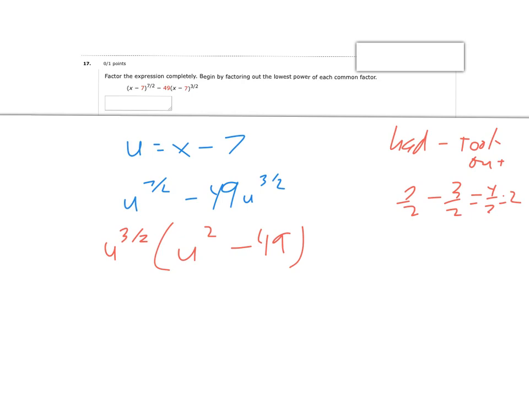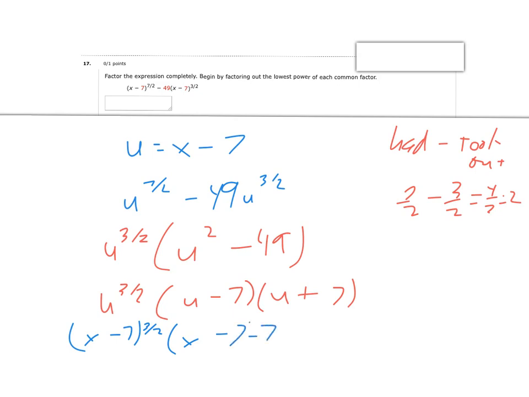Now I'm actually not done factoring here, because inside I can do a difference of perfect squares, so I definitely want to do that. That'll be u minus 7 times u plus 7. Now I'm going to plug this all back in. This will turn into x minus 7 to the 3 over 2, then x minus 7 minus 7, and x minus 7 plus 7. I did not need any brackets here because there were no negatives or multipliers in front of the u. There was a negative in front of the 7, but that's not what I'm plugging back in. I'm just plugging back in u.